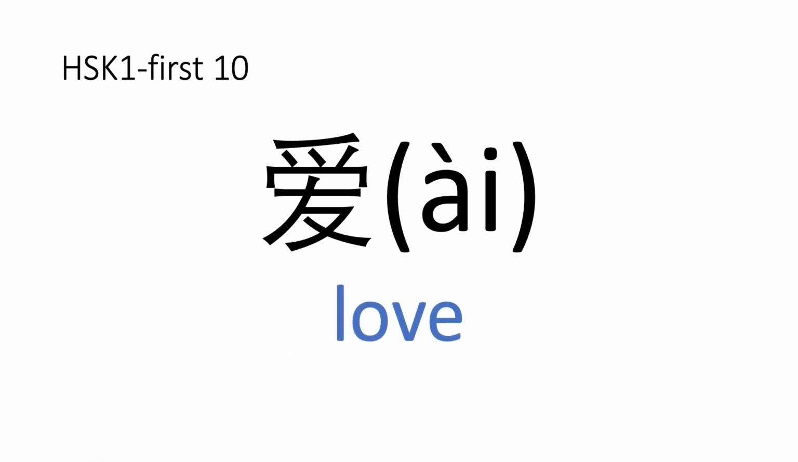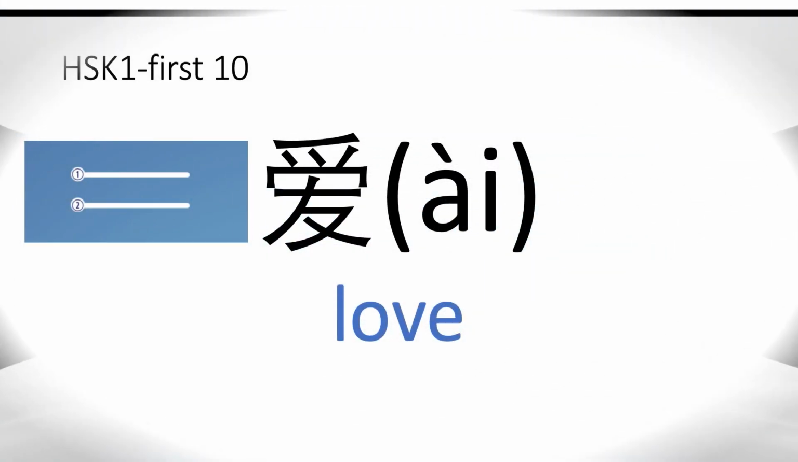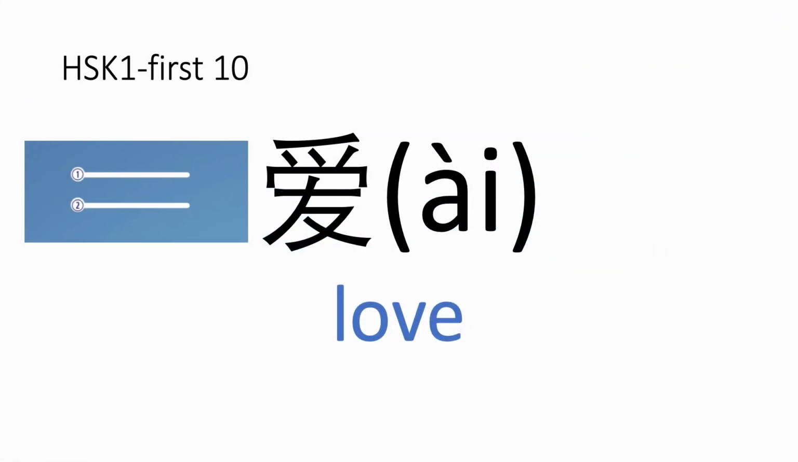The first character, ai, means love. Let me put on my goggles. I see. It's a top to bottom structure. So left swing, dot, dot, a short left swing, dot, horizontal, one turn, horizontal, left swing, horizontal, left swing, left swing, right swing. Next one.